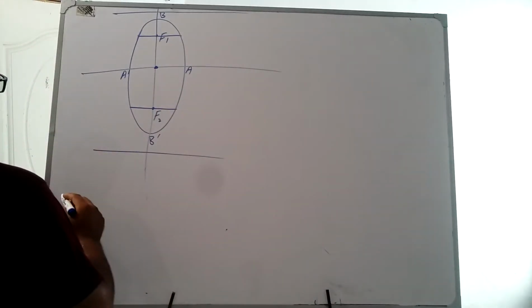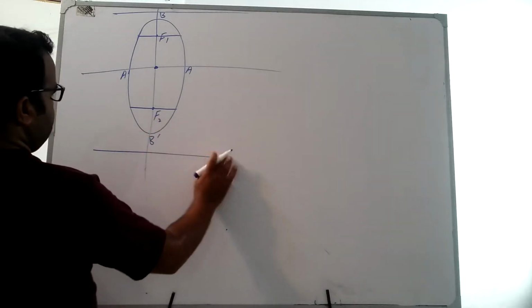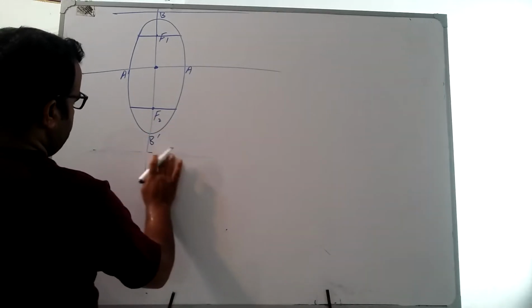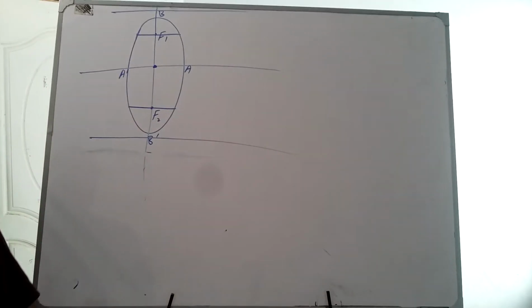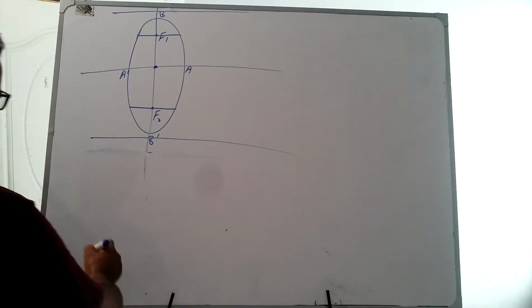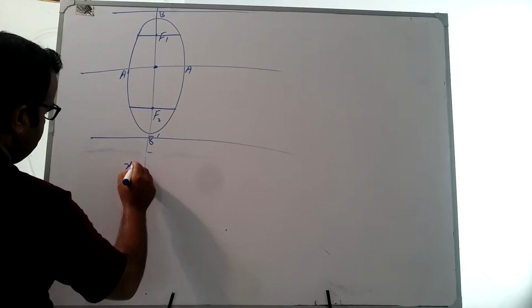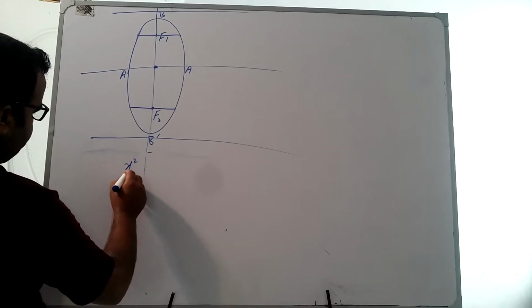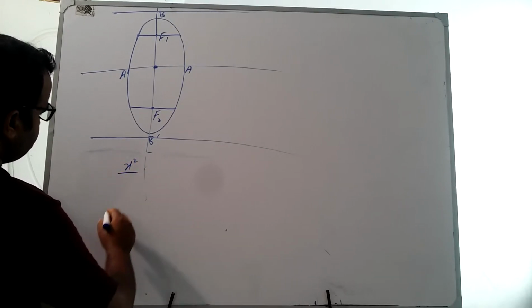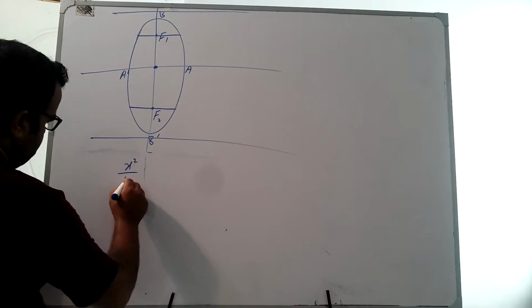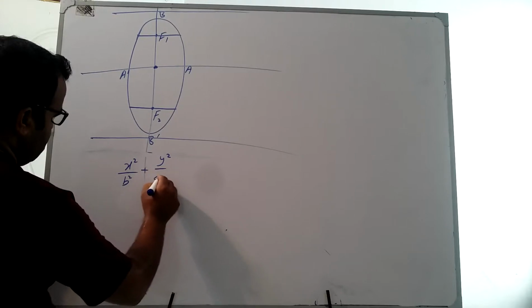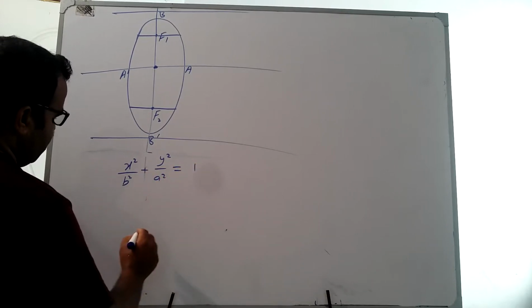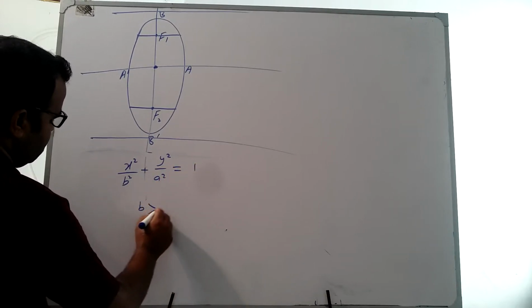There are two directrices of the ellipse on the same length, and you can draw it over here according to the length. Okay, so in this case the equation of the ellipse is x square over b square plus y square over a square is equal to 1, where b is greater than a.